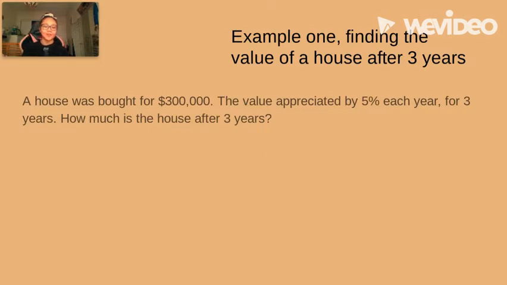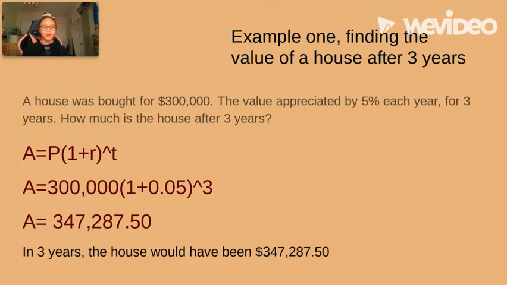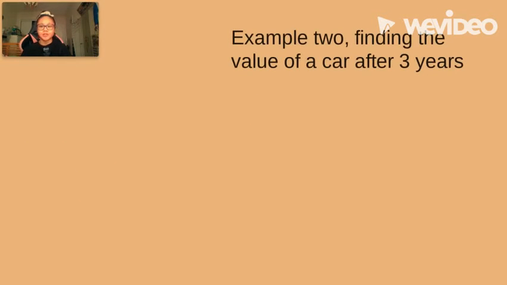Well, we know the formula for appreciation is A equals P brackets 1 plus R to the power of T. So if we input those numbers into the formula, we get 300,000 brackets 1 plus 0.05 to the power of 3 years, and we get $347,287 and 50 cents. So in 3 years, the house would have been $347,287 and 50 cents.